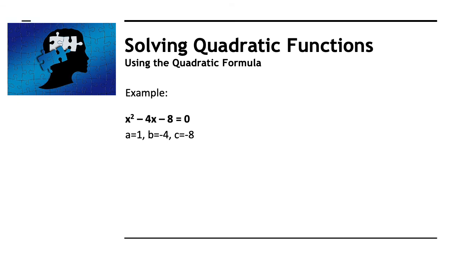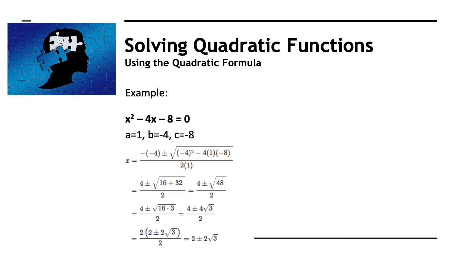First, let's identify our a, b, and c values. As this equation is already set to 0 and in descending order according to the variable x, this step is quite easy. A is equal to 1, b is equal to negative 4, and c is equal to negative 8. Plugging these values into our quadratic formula, we get the negative of negative 4 plus or minus the square root of negative 4 squared minus 4 times 1 times negative 8, all divided by 2 times 1.